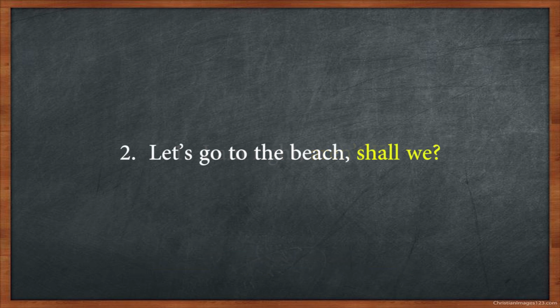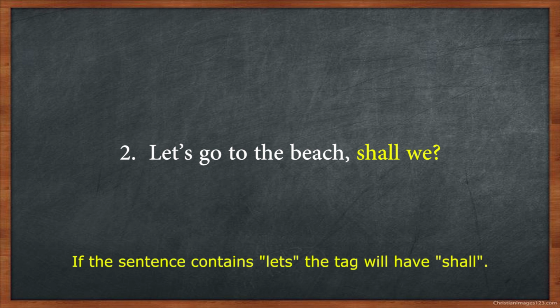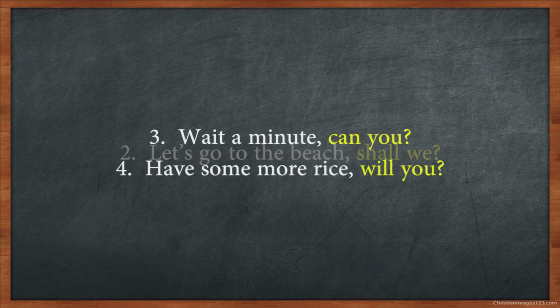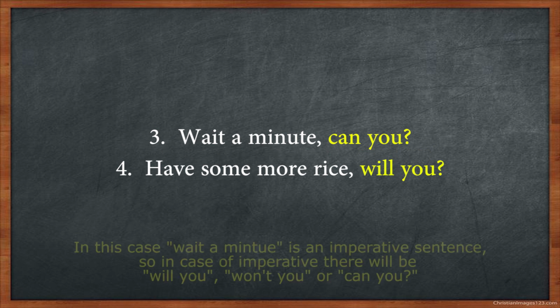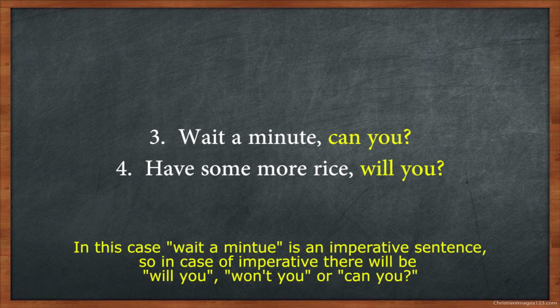See the next example. Let's go to the beach, shall we? So if the sentence contains let's, the tag will have shall. The third one is, wait a minute, can you? Here in this case, wait a minute is an imperative sentence. So in case of imperative, there will be will you, won't you, or can you. The fourth one is, have some rice, will you?